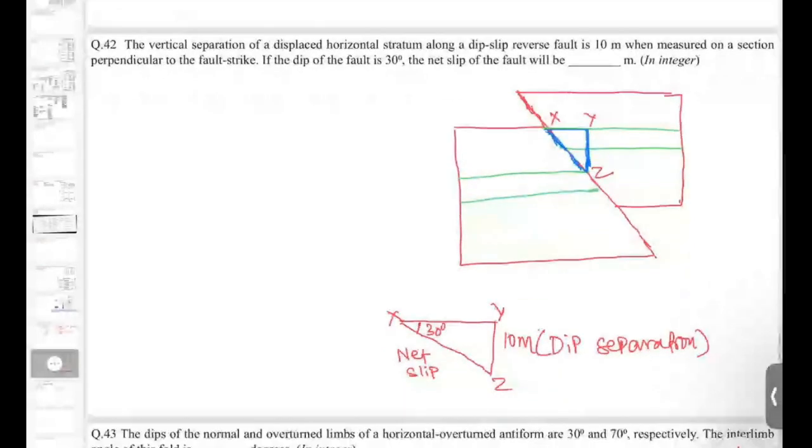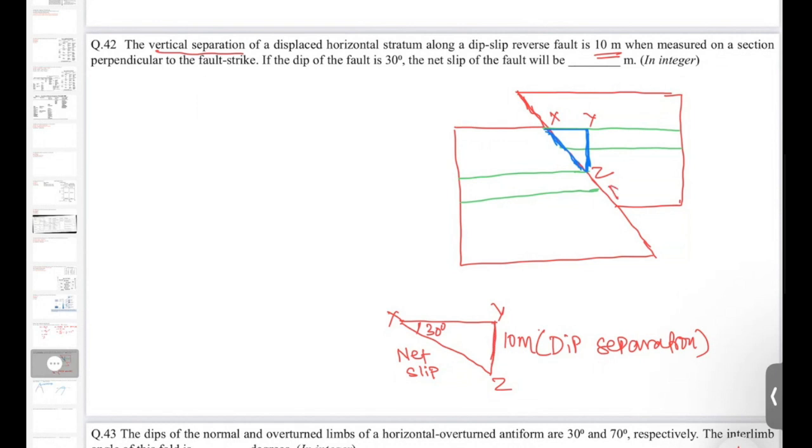This is asking about the vertical separation of a displaced horizontal stratum along a dip slip reverse fault. So this is 10 meter. The dip separation. It is asking for the vertical separation. You can see, this is your 10 meter. I have drawn this figure.